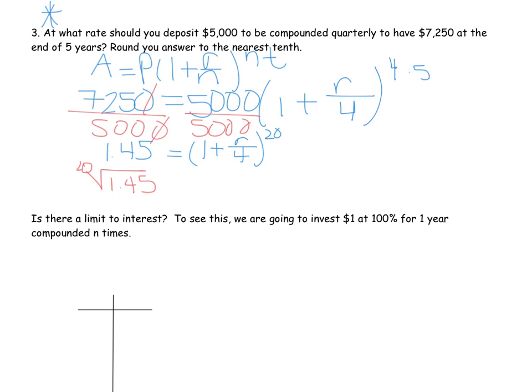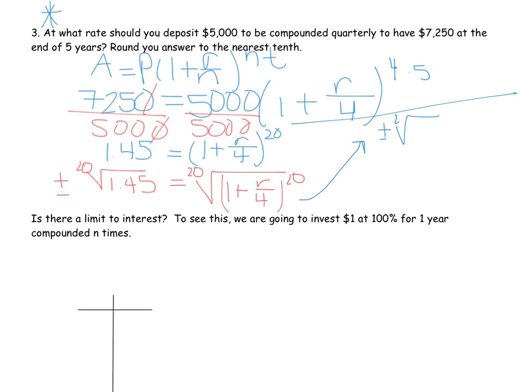Okay, so the 20th root of 1.45 equals the 20th root of 1 plus r over 4, all to the 20th. Now the only thing we've forgotten is that we took an even root, so really we need that plus or minus in front of that. I fear I'm going to run out of room. So now I have plus or minus the 20th root of 1.45 equals 1 plus r over 4.